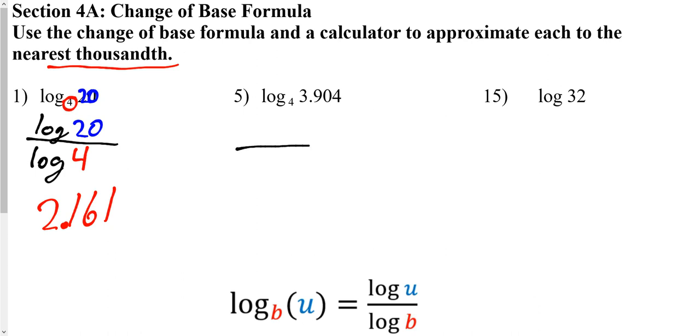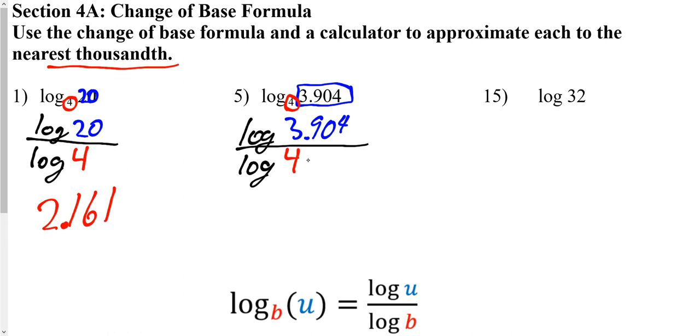Our next one, we're going to do the same thing. Using our change of base formula, you take the log of the bigger font size, put it on top. Log of the smaller font size goes down on the bottom. Then type that into your calculator. You hit your log button, type in 3.904, close your parenthesis, divide log 4, close your parenthesis, and when you do that, you get about 0.982.